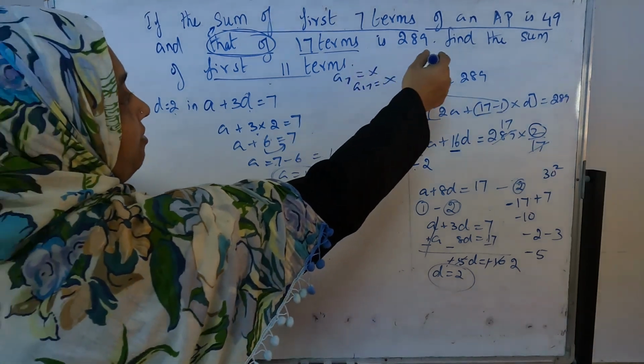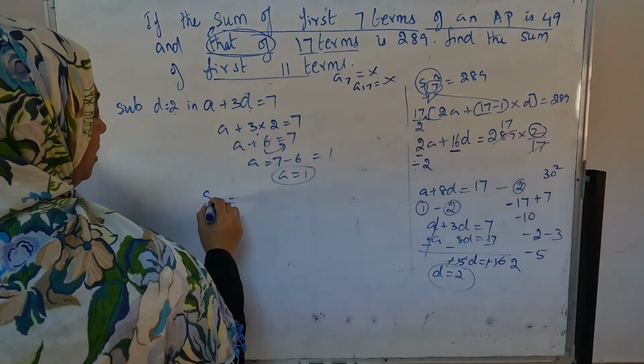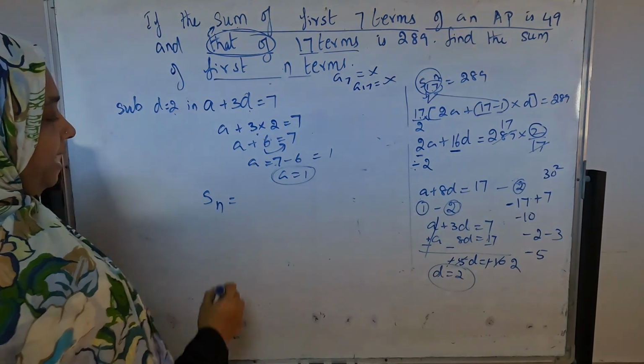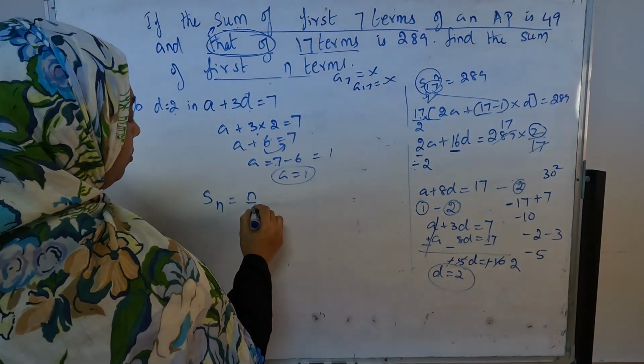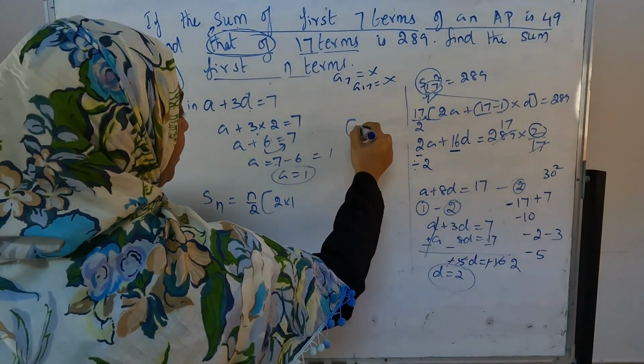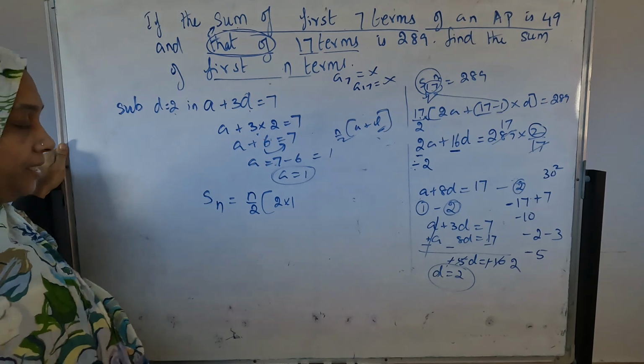We can now proceed for the sum of first n terms. Sorry, n terms, not 11 terms. S of n terms, they are asking for n terms. So n by 2 formula, 2a, 2 into 1. Why are we not proceeding with the a plus l formula, n by 2? Because l is not with us. This is enough for us.